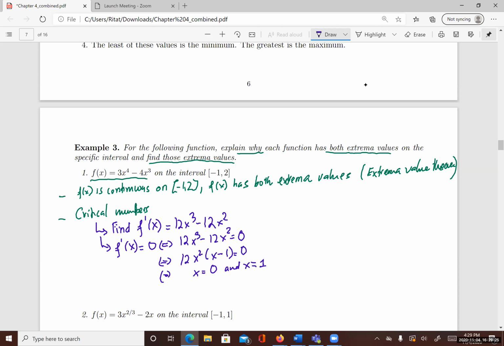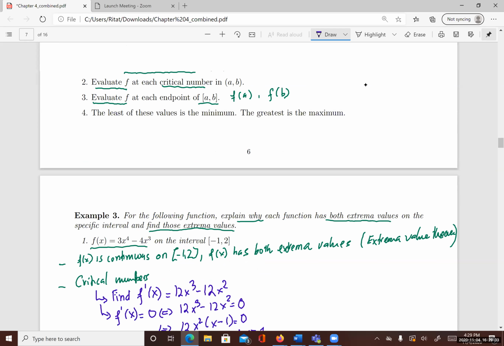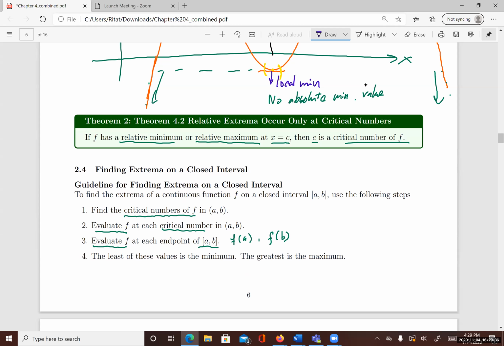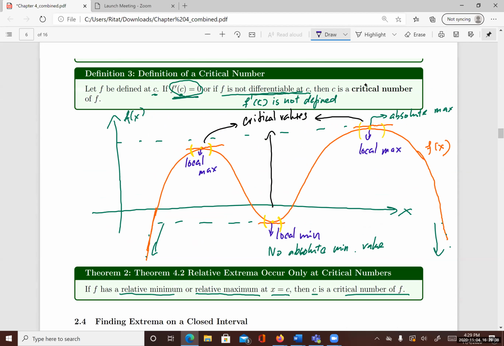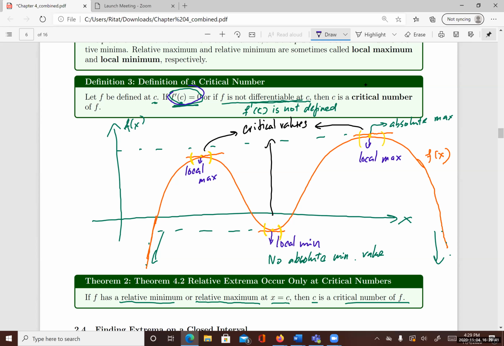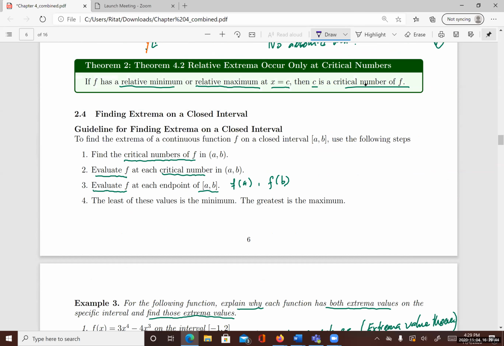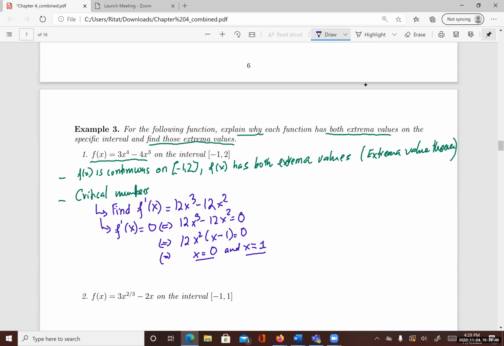So x equals 0 and x equals 1 are two critical values. These are the points where f prime of x equals 0. But by definition, critical numbers can also be points where f prime of x is not defined. Luckily, f prime of x here is a polynomial function, defined everywhere, so we don't have any points where the derivative is undefined. That means the two critical values are just x equals 0 and x equals 1.